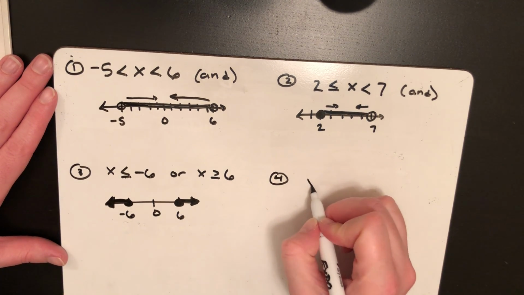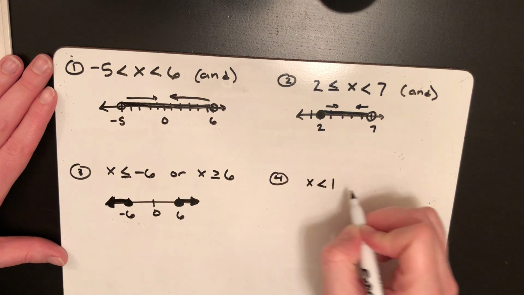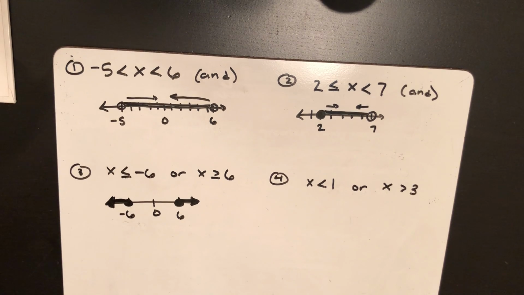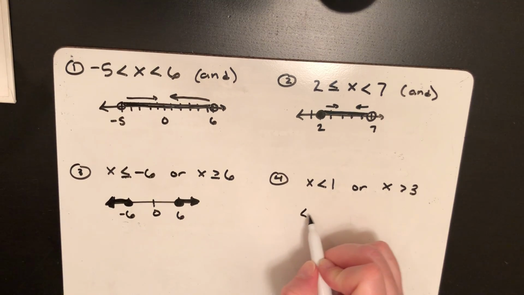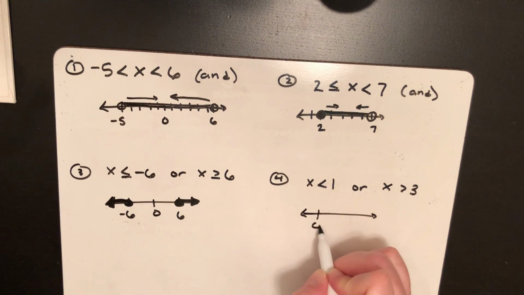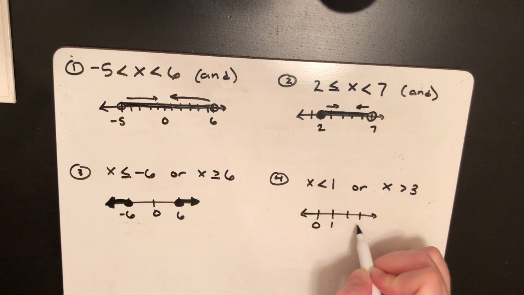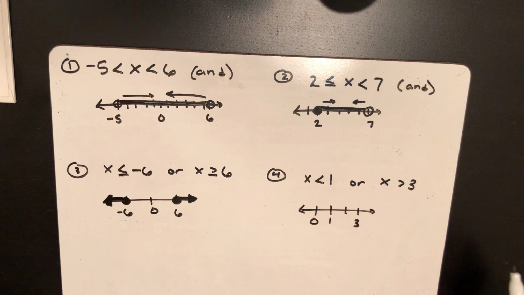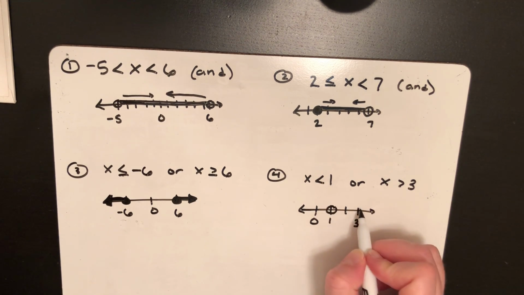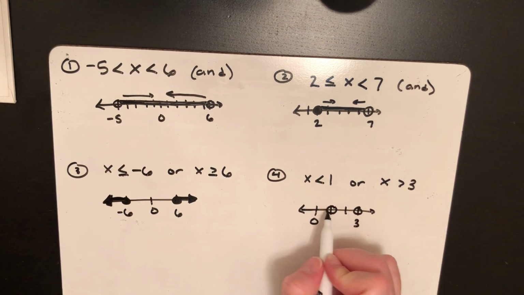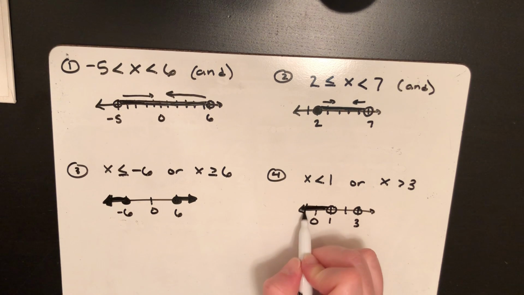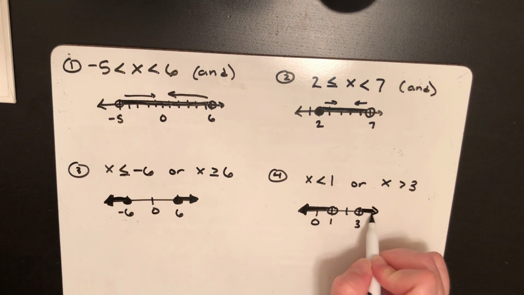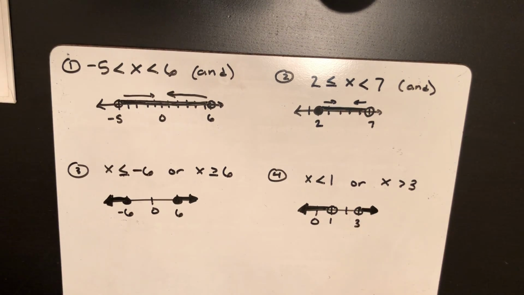Number 4, x is less than 1 or x is greater than 3. Draw my number line, 0, 1, 2, 3. These are both less than or greater than, so they're going to be open circles. I want x to be less than 1. It's going to go out this end. I want x to be greater than 3. That's going to go out this end.